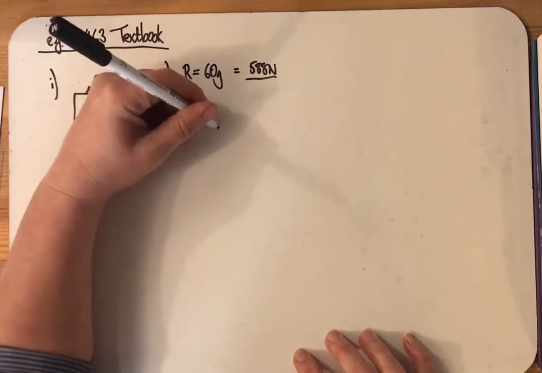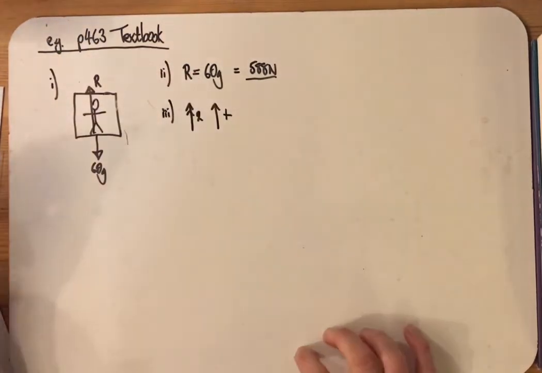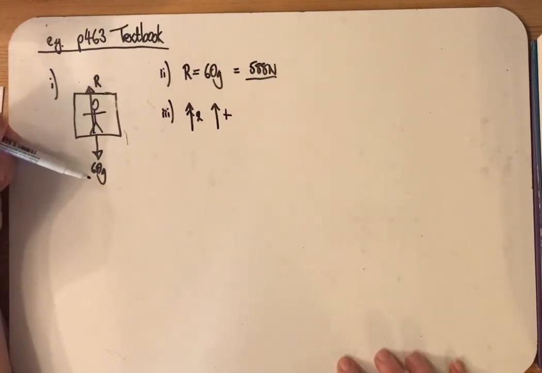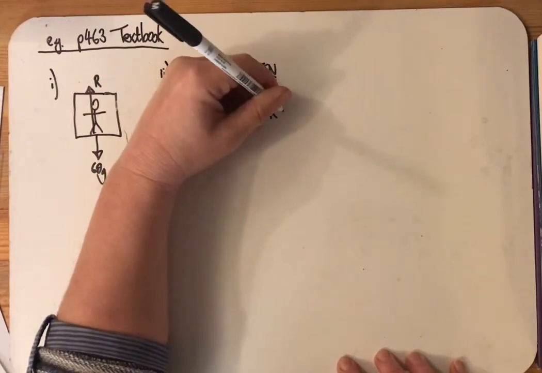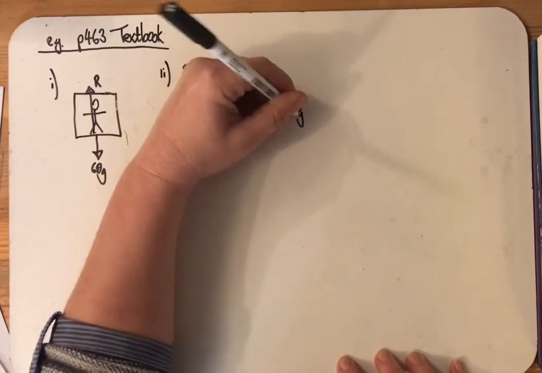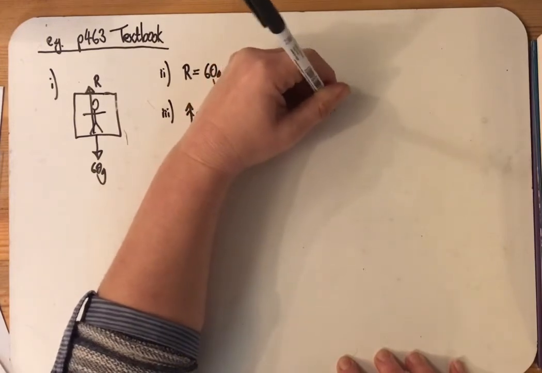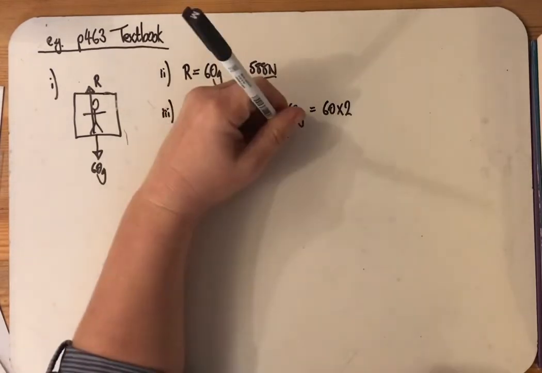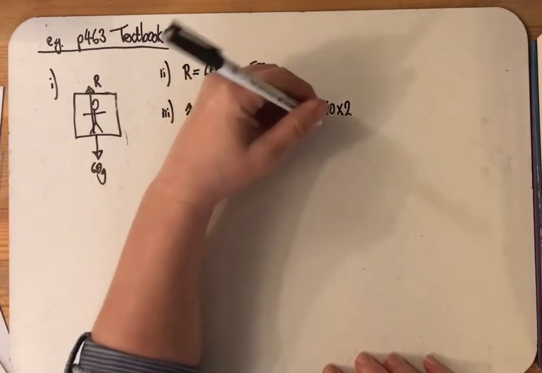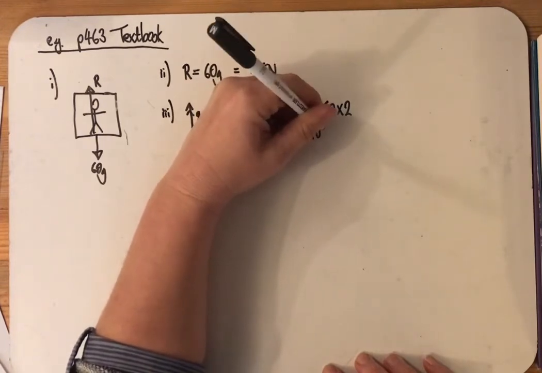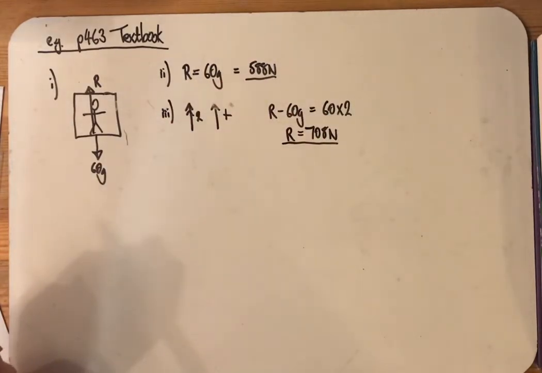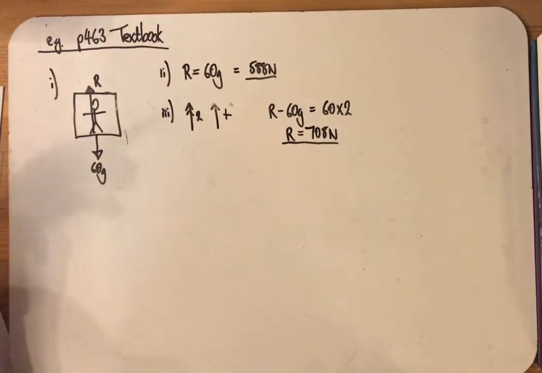So I would now take my positive direction as up, but the same forces are acting. So R minus 60G is equal to 60 times 2. And that gives you the reaction force as being 708 newtons. So when you went up and down in the lift, when it was accelerating up from the bottom of the building, you got that stronger reaction force. So this is just quantifying it all a little bit more.